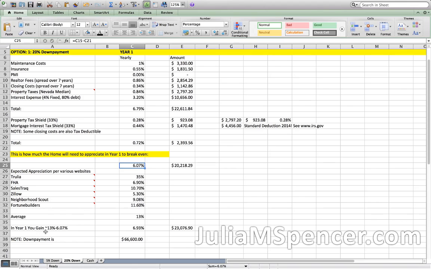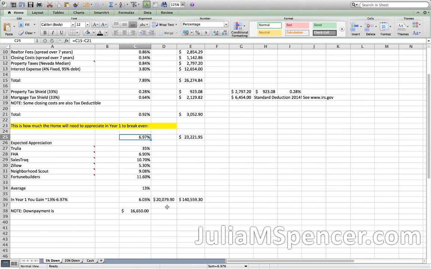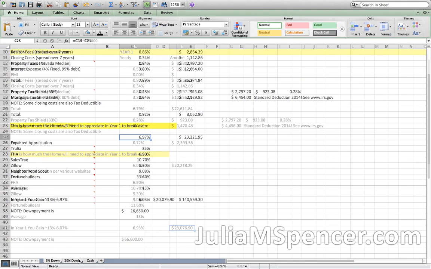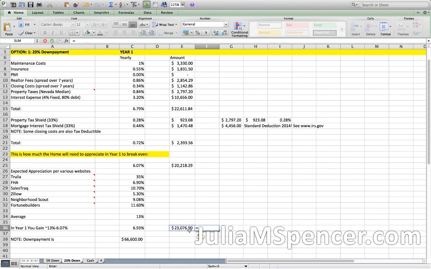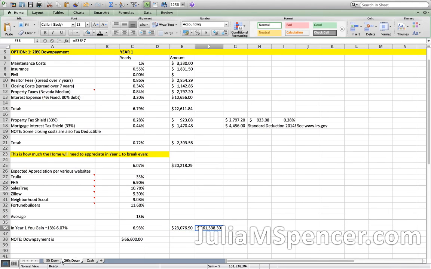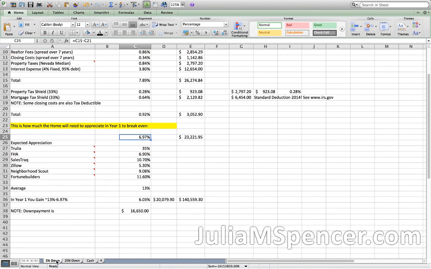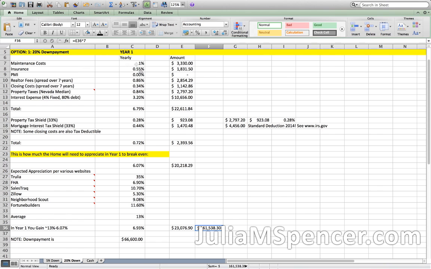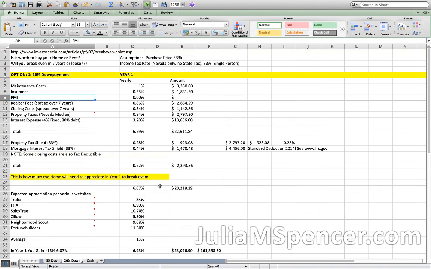And so your 1 year gain would be, and this is all the same, 13% minus 6.07, which is 6.93%, which translates into 23K. And if you compare that to the 5% area, it's not that much of a difference. And when you calculate it out into 7 years times 7, it's only $20,000 more. So it's not that big of a difference if you put 20% down or 5% down, even though there's no PMI. So let's look at the cash option.